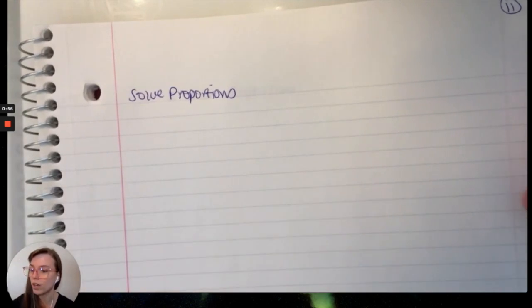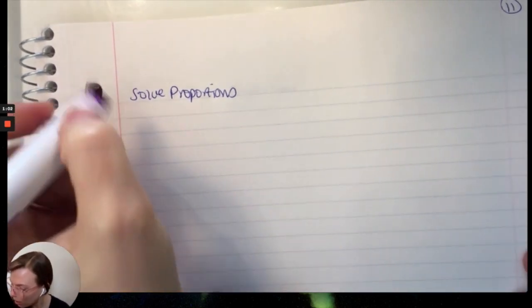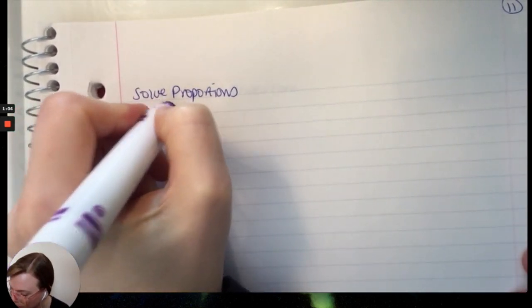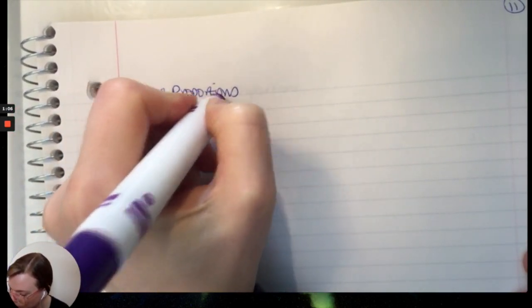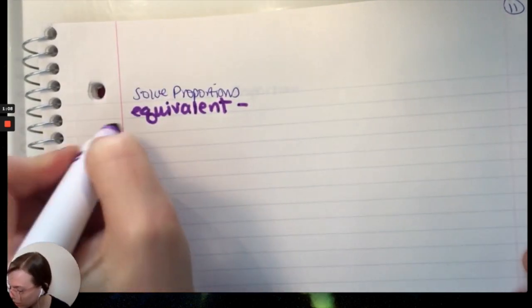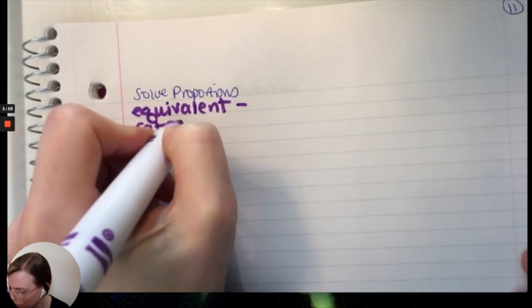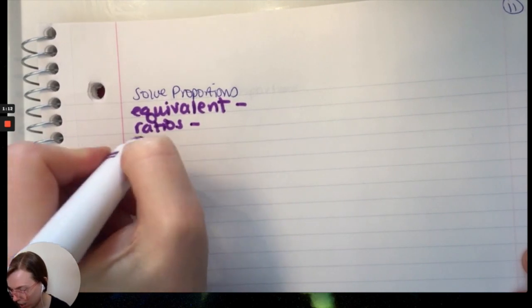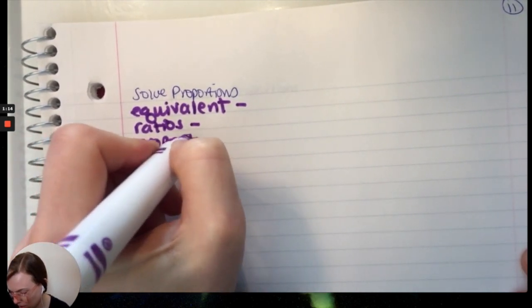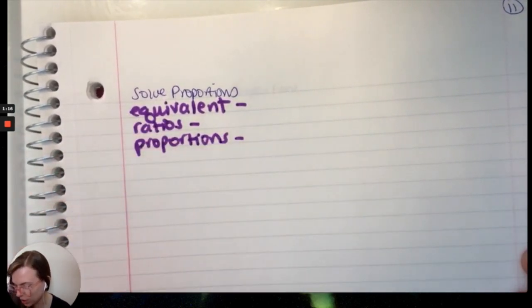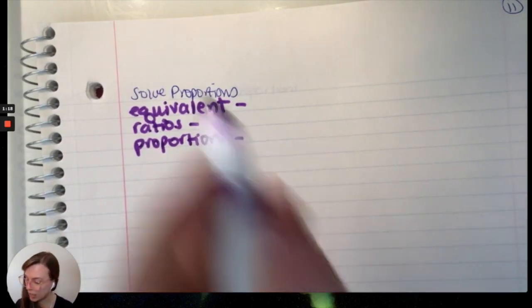Alright, so solving proportions. We are going to start with, that's page 2. I don't want page 2. I want page 1. There we go. With some definitions. So we are going to define equivalent, ratios, and proportions. So equivalent means equal.